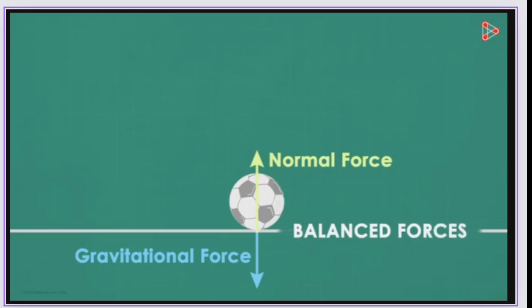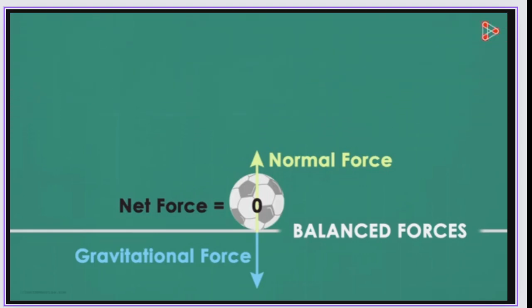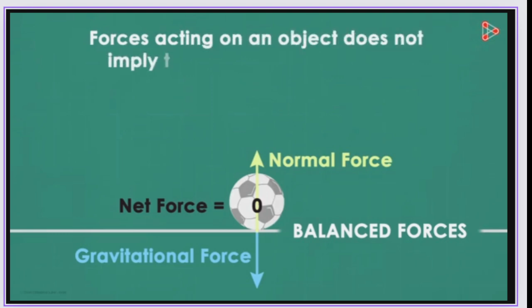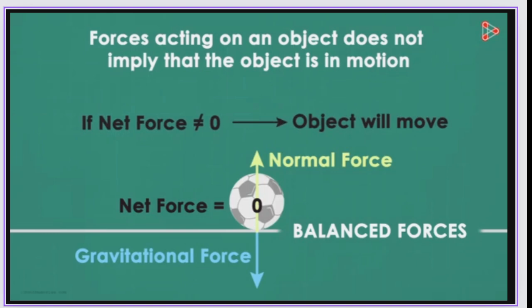Because these two forces are balanced, they do not change the position of an object. The net force acting on the ball is zero. So what does this tell you? Just humans pushing or pulling is not the only kind of force. And just because there are forces acting on an object will not mean the object will move. For the object to move, there has to be some net force.